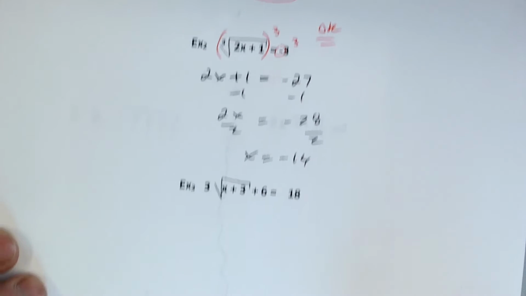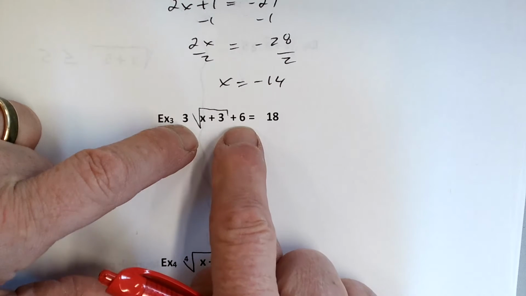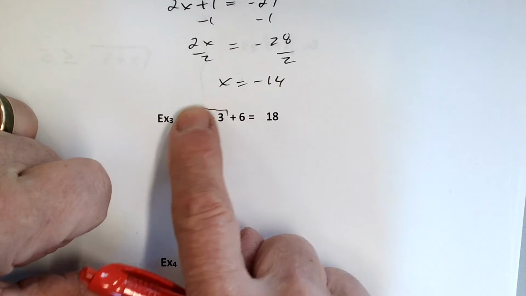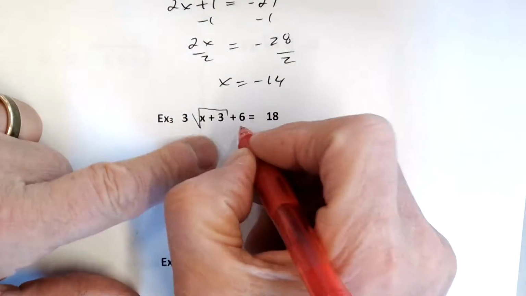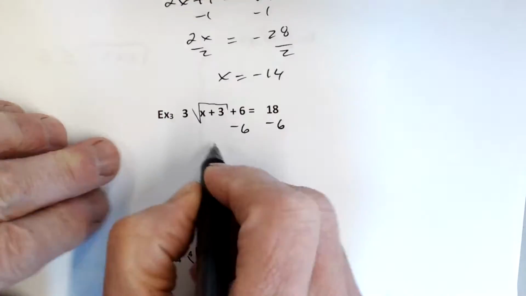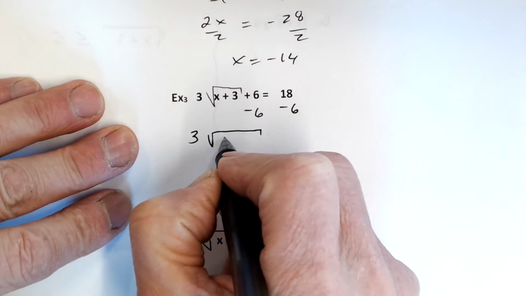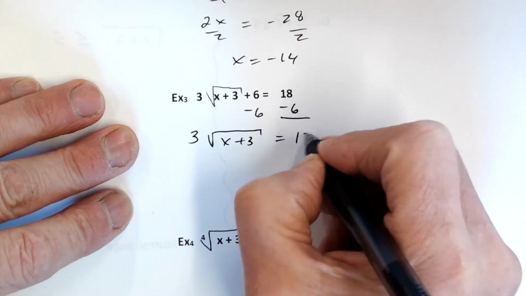All right. So example 3 isn't any more difficult. Actually, example 3 is not hard, but we just have to be careful. This is really important that you guys know. Get rid of all the extra numbers first. Does that make sense? Before you square it, get rid of all these extra numbers floating around, just to simplify it. So let's go minus 6 first. So 3 square roots of x plus 3 equals 12, right?